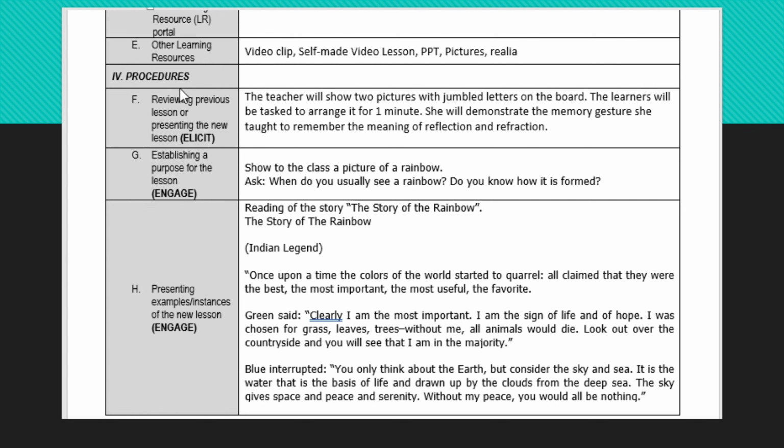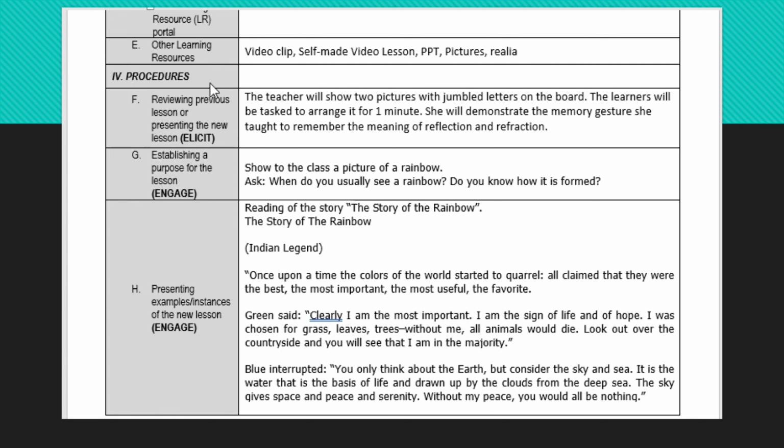Okay, next part of my detailed lesson plan is the procedure part. In the procedure part, this is where we put what type of detailed lesson plan we used. In my case, in science, we use the 7 E's. So, what are the 7 E's in science? They include elicit, engage, explore, explain, elaborate, extend, and evaluate.